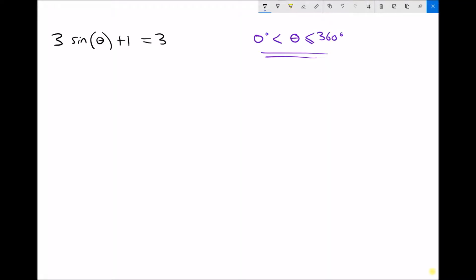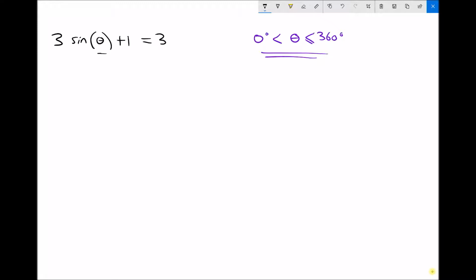Now the first example that we're going to look at is 3 sine theta plus 1 equals 3. And we're going to find the solutions for theta that make that true between the limits of 0 and 360 degrees. Now we already know that there's likely to be two solutions to that, but let's look at how we identify those.